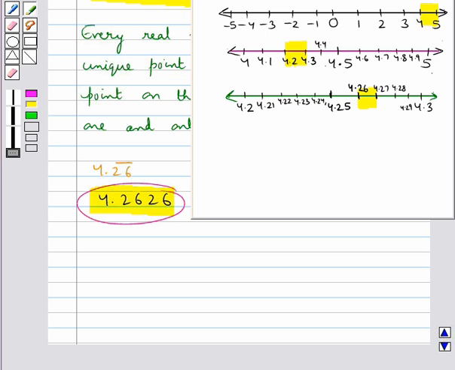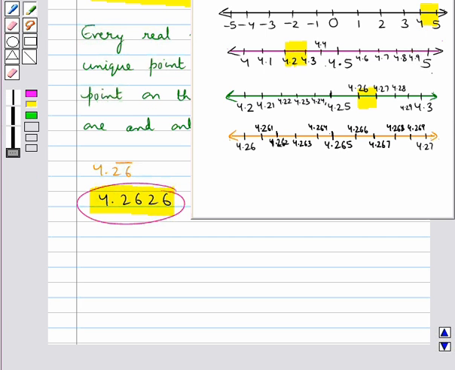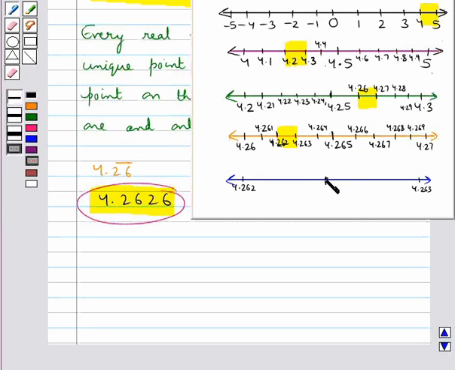Now, we draw another number line to visualize the region between the numbers 4.26 and 4.27. Now, the middle point of this number line is given by the number 4.265. Now, we have reached the number 4.262. Now, 4.2626 would lie in this region, that is between the numbers 4.262 and 4.263. Now, we will visualize the region between the numbers 4.262 and 4.263 to get the required number on the number line. Now, this is the middle point of this number line representing the number 4.2625. This is the required point which represents the number 4.2626.